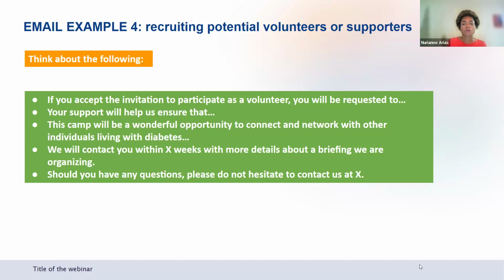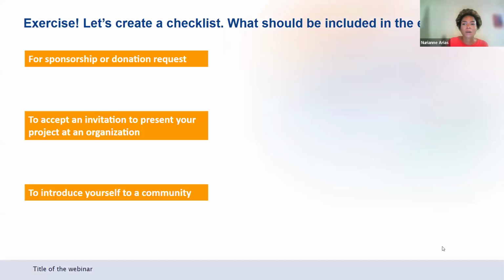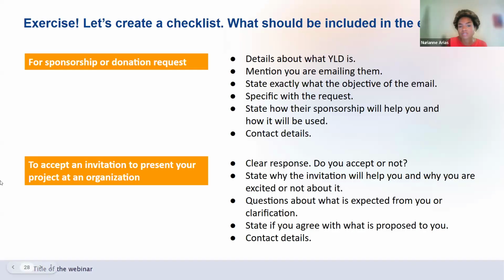So all these points: how to contact you, when to contact you, when you're going to have a briefing if you have it, value proposition, and what they will be doing. So a little checklist. For sponsorships or donations, again, always put details about the YLD. Be specific about the request. State how their sponsorship will help you. Don't forget the value proposition. To accept an invitation, give a clear response, yes or no.